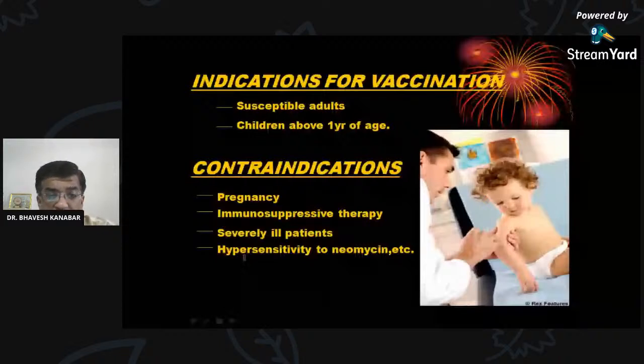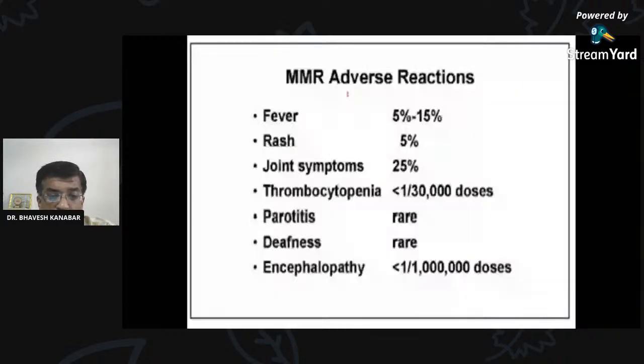MMR adverse reactions: fever, rash, joint symptoms, thrombocytopenia. Thrombocytopenia is a decrease in platelet count. Parotitis and deafness are very rare. Encephalopathy is very rare. But fever can occur with any vaccine, the MMR vaccine also.